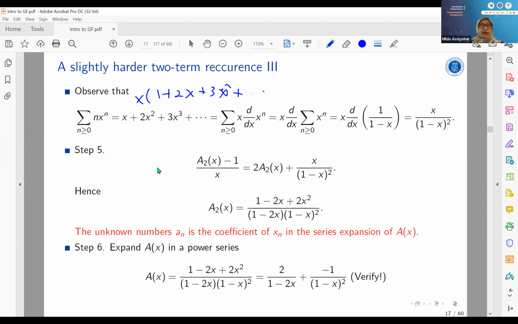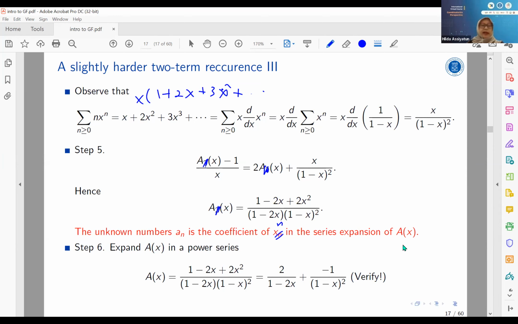Again, by combining the left-hand side and the right-hand side, we obtain, oops, why is it A2? It's supposed to be just A. We have the generating function. So now we can say that our sequence a_n is the coefficient of x to the n of the series expansion of A(x).